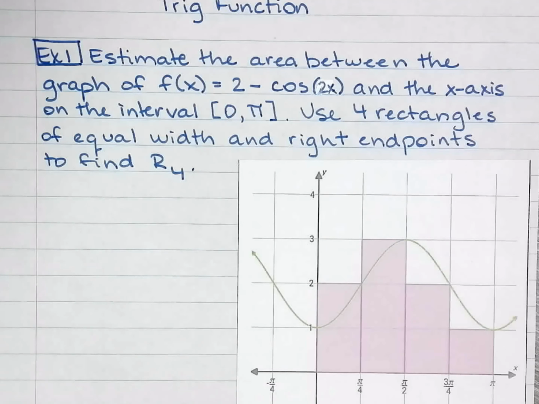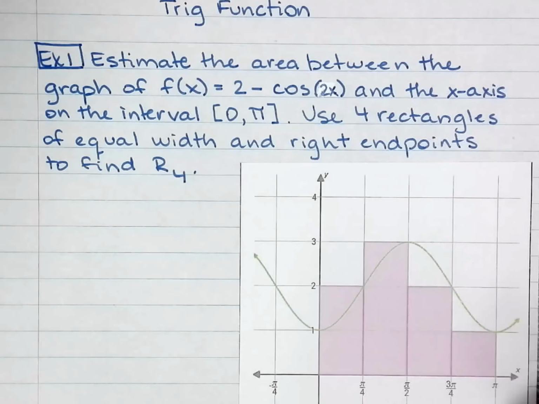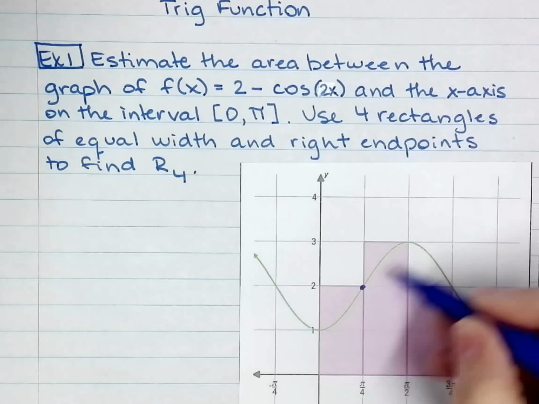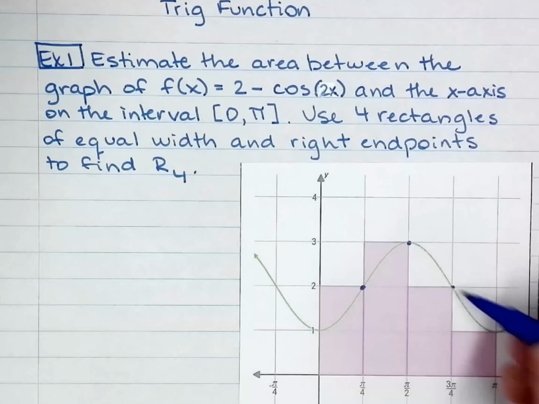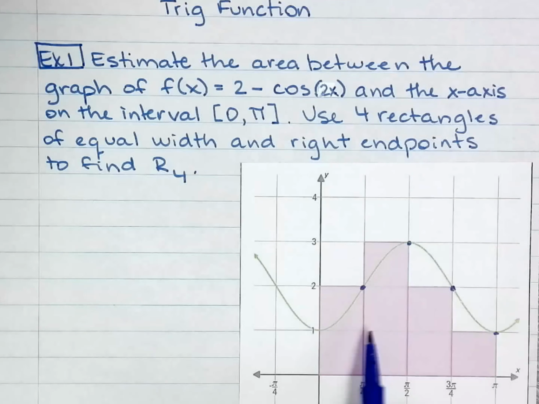So good thing in this question right here, we already have the graph. But even if you don't have the graph, you would be able to come up with that main idea from this video. So we have 4 endpoints. So we're going to look at this, this, this, and this. So the right endpoint right there. Okay, so we have 4 rectangles right there.